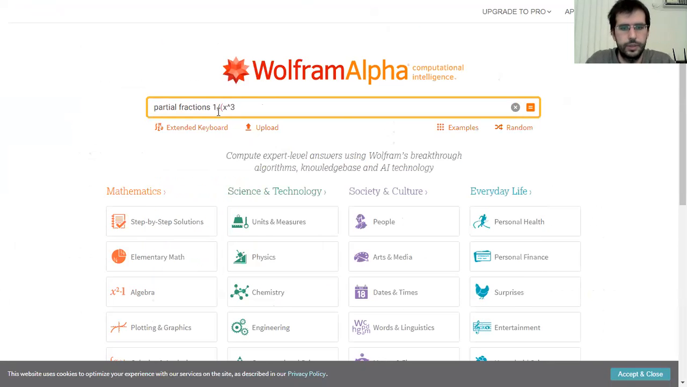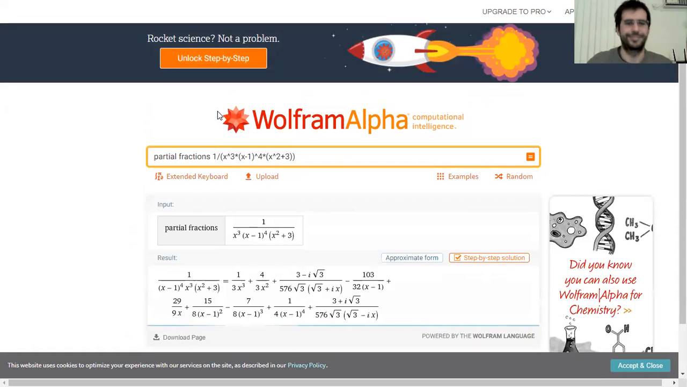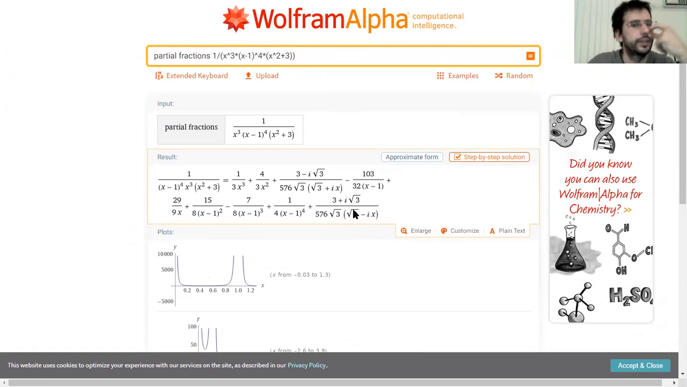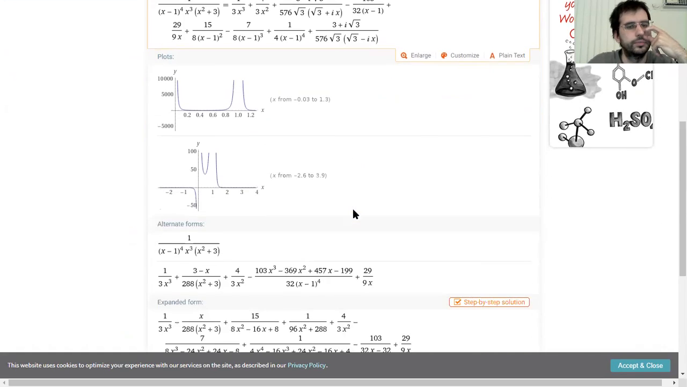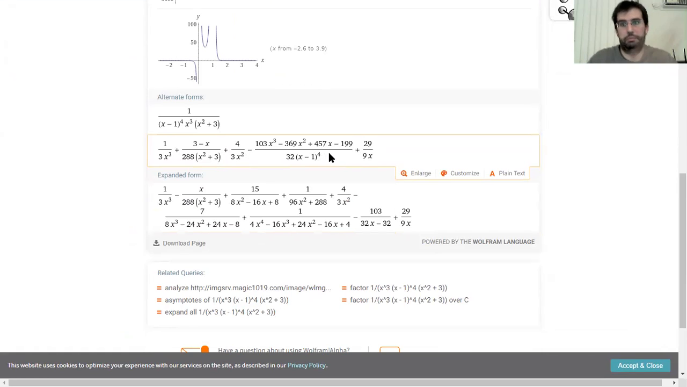X cubed times x minus 1 to the 4th times x plus 3, x squared plus 3. Will it work? Does it over the complex numbers? Well, you take this one and the complex conjugate, and you will get real. Here's over the reals. There you go.